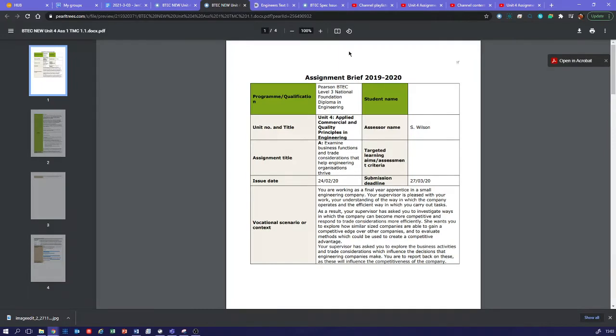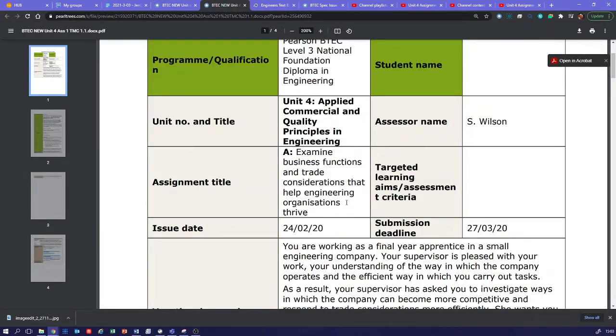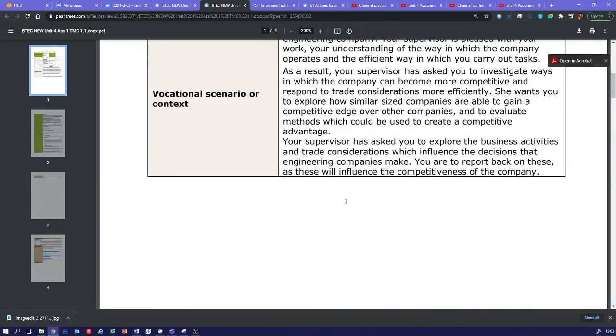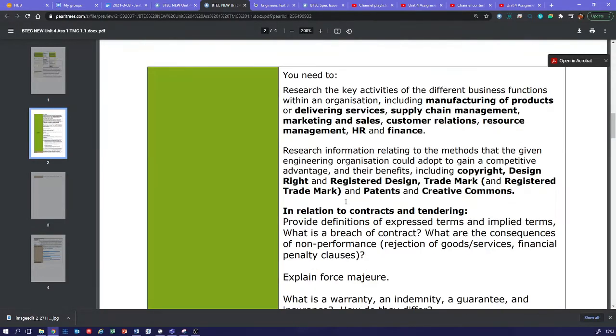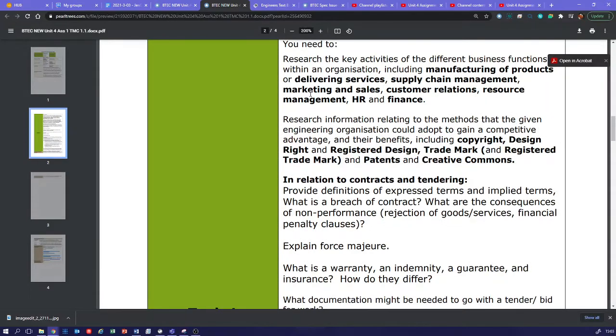Brings us to the assignment itself. If we read this, you'll also be able to access it through the assignments tab in Teams. Research key activities of different business functions within an organisation, including manufacturing products, delivery services, supply chain management, marketing and sales, customer relations, resource management, HR and finance. Those are probably the headings you need to look at to unpick the things mentioned in the specification that we just looked at.